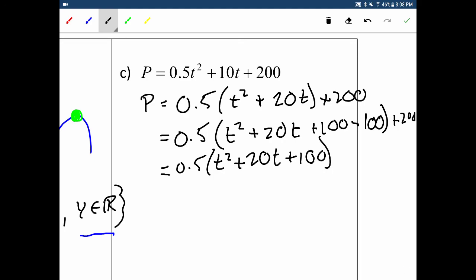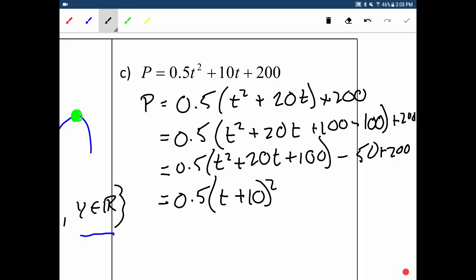So let's see. So we have minus 50 plus 200. And so there we go. So all I've done here by completing the square, which is something that you hopefully remember from last year, and if you don't, not a big deal at all, but all it would do is convert it to vertex form.